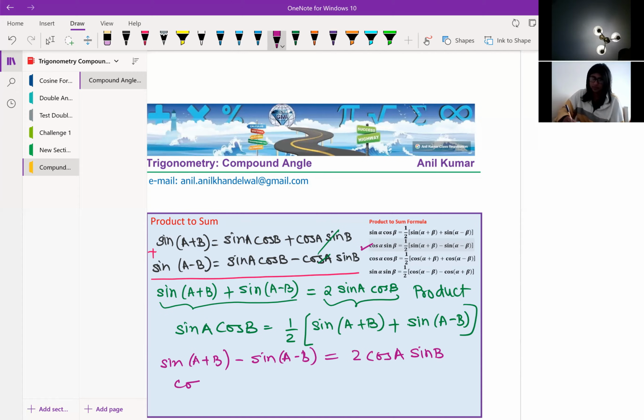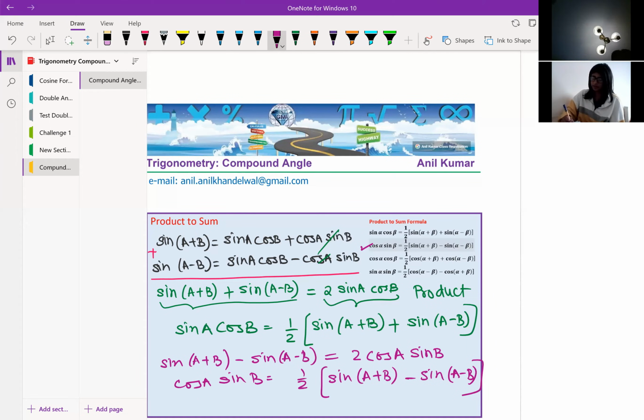Which is cos A sine B is equal to half of sine A plus B minus sine A minus B. Clear? Very simple.